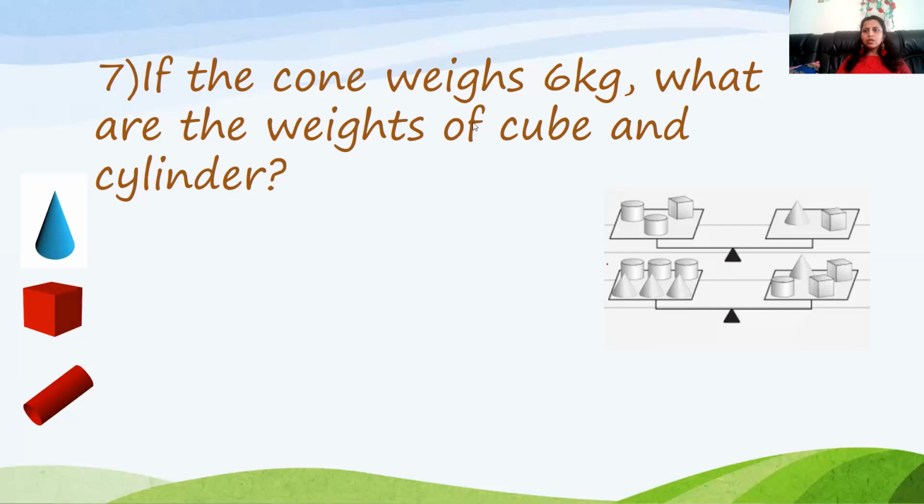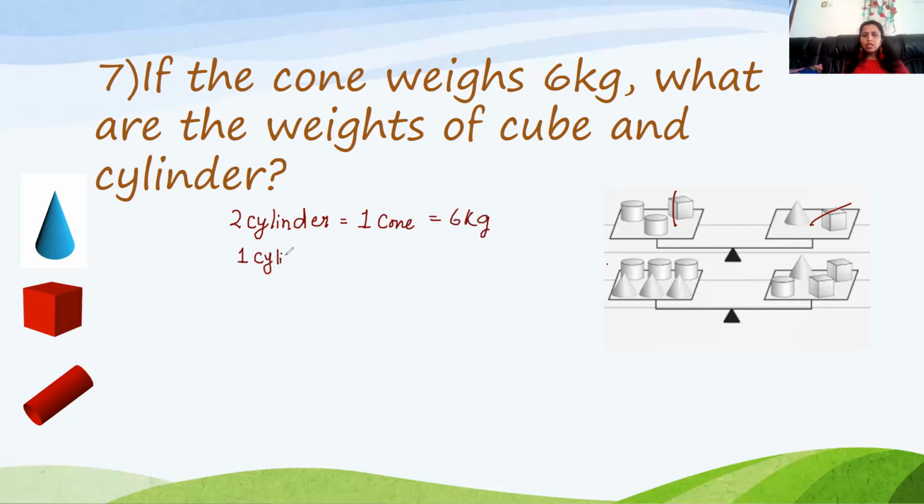So let's see this question. If the cone weighs 6 kg, what are the weights of the cube and cylinder? If you see here, this cube and this cube are common. We will cancel. That means 2 cylinders are equivalent to 1 cone. And 1 cone is 6 kg. So 1 cylinder will be 3 kg.